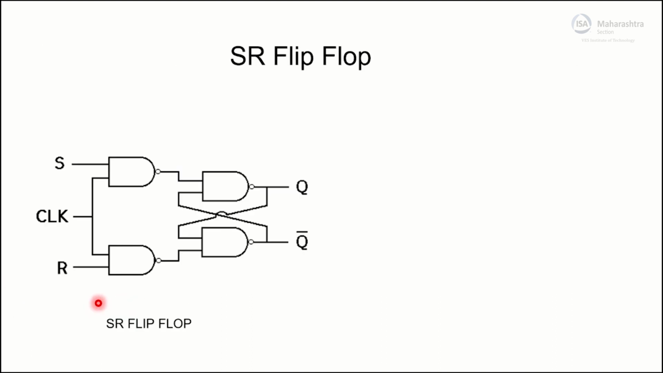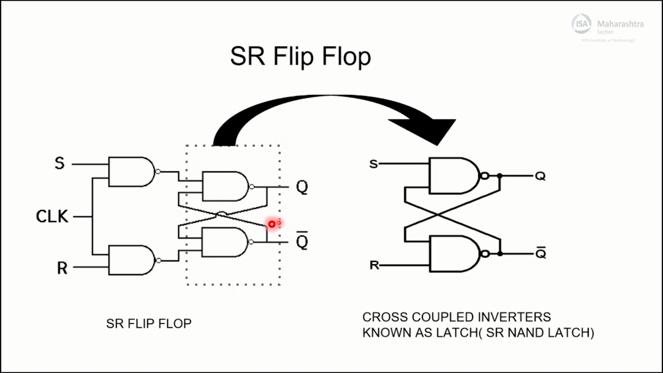This is an SR flip-flop circuit diagram. All flip-flops contain a latch. As you can see in this figure, an SR NAND latch is present inside the SR flip-flop. A latch consists of cross-coupled gates, and in the latch, the Q and Q bar outputs are always complementary to each other, that is, opposite to each other.